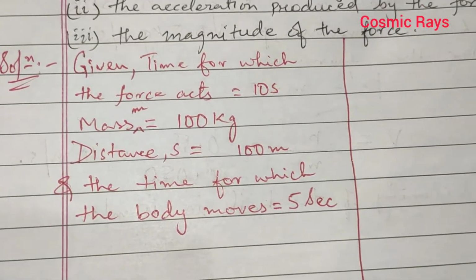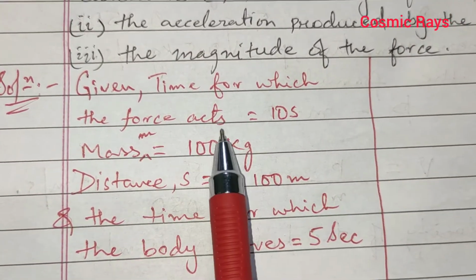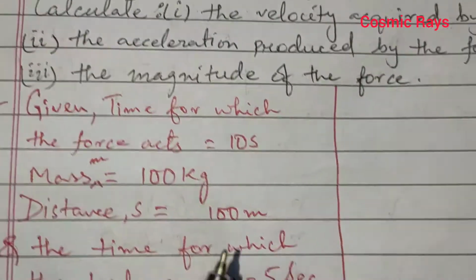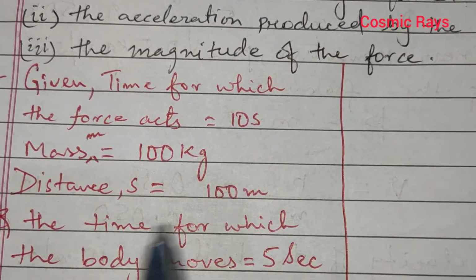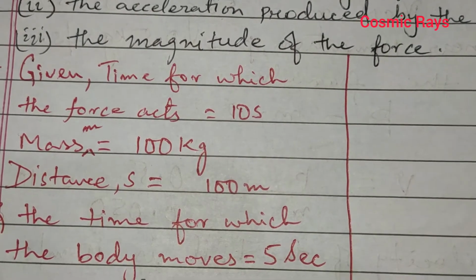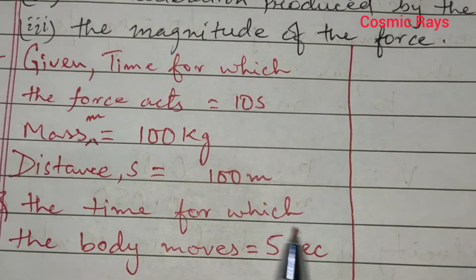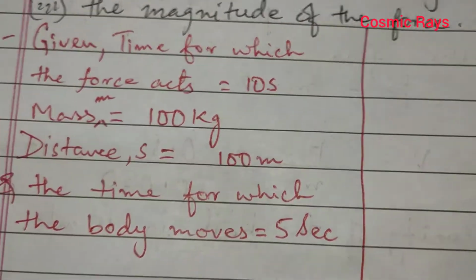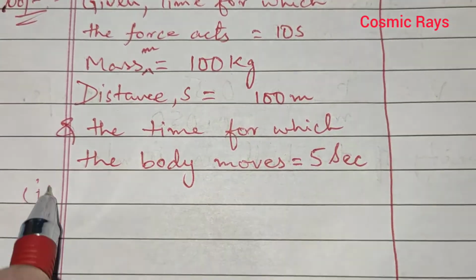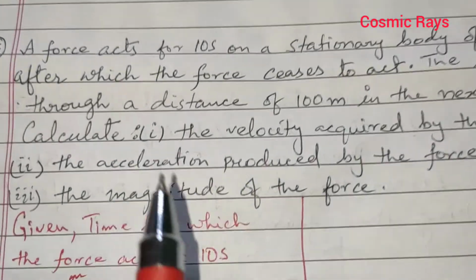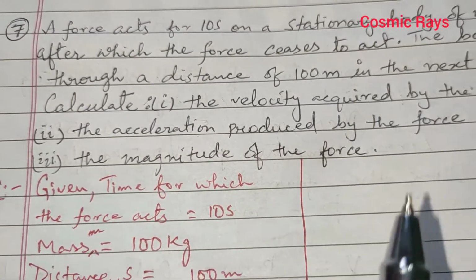So here we have written the given things. The time for which the force acts is 10 seconds. Mass of the body m is 100 kg and distance through which the body moves is 100 meters, and the time for which the body moves is 5 seconds. So this time is important for us. So trying to find the first part of the question, which states we have to calculate the velocity acquired.